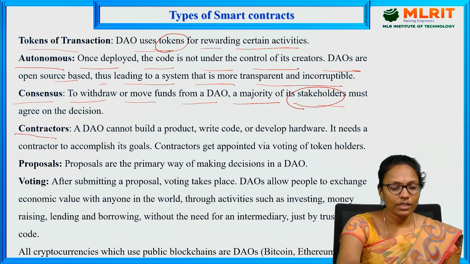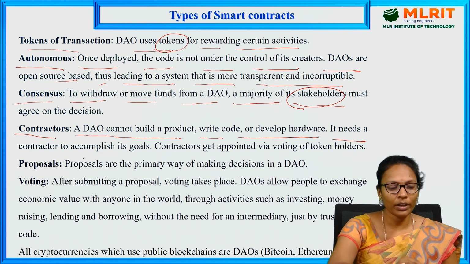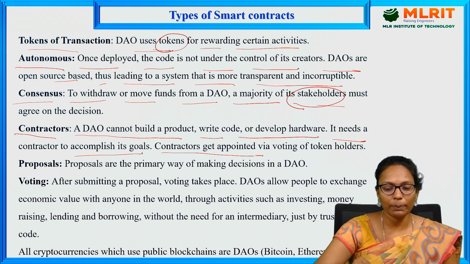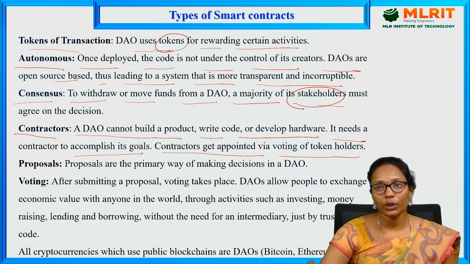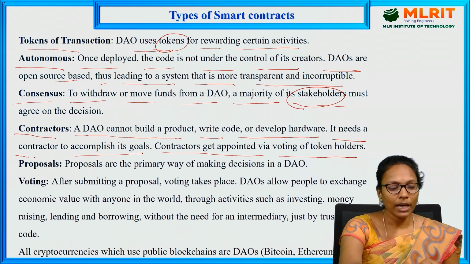Contractors: a DAO cannot build a product, write code or develop hardware. It needs a contractor to accomplish this goal. Contractors get appointed via voting of token holders. To run this, we need code, a smart contract, right? We need a programmer. Here we are calling them contractors.